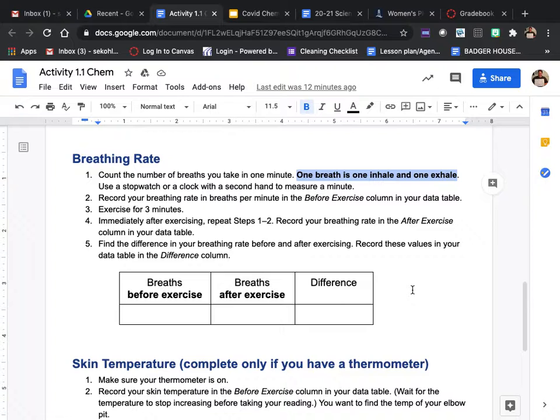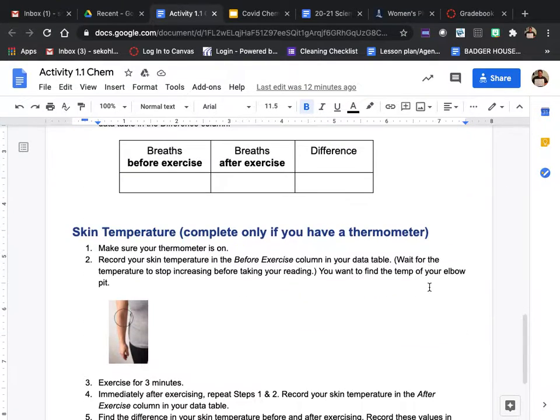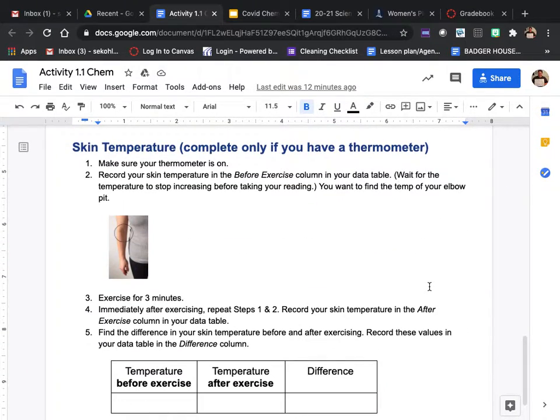If you do have a thermometer at home, you're going to want to find the temperature of your skin before you exercise. And then you're going to want to find the temperature of your skin after you exercise for 3 minutes. To do this, the easiest way is to use your elbow pit. So I have a picture here circling where your elbow pit is.